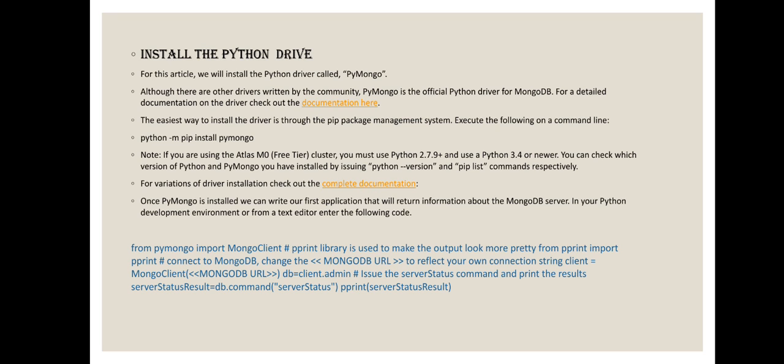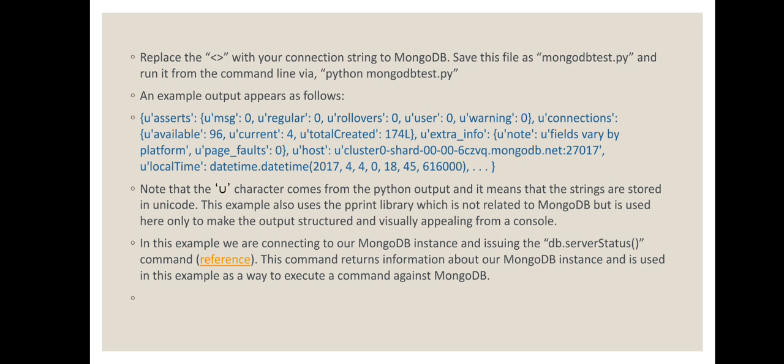Once PyMongo is installed, we can write our first application that will return information about the MongoDB server. In your Python development environment or from a text editor, enter the following code. The Python program is given below. Replace the placeholder with your connection string to MongoDB. Save this file as mongodb_test.py and run it from the command line via python mongodb_test.py. An example output appears as follows. The output of the program has also been given below.